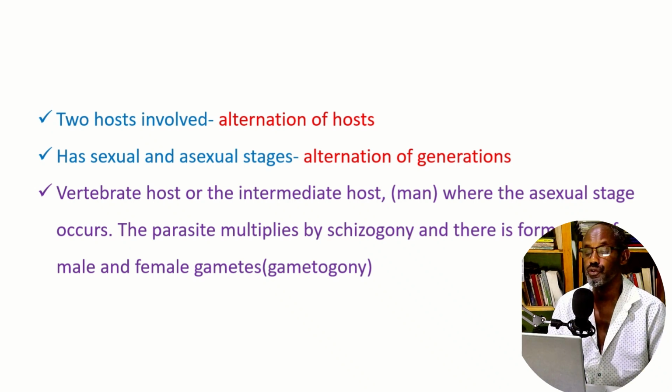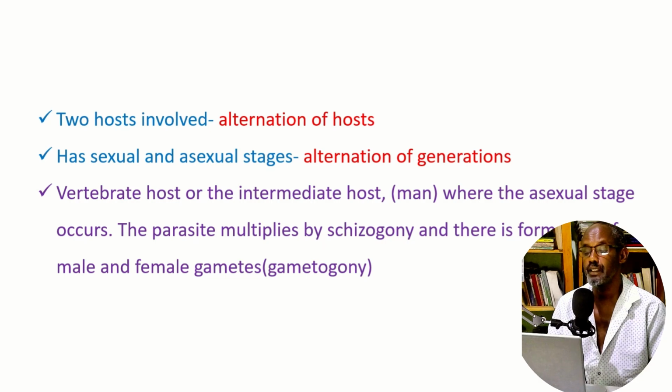They involve 2 hosts, so that these parasites undergo what is known as alternation of hosts. One is a vertebrate host, the other is invertebrate. Therefore, they alternate between these 2 hosts. They have a sexual stage there and an asexual stage here. There is alternation of generations. What generations? Sexual generation, asexual generation. Therefore, they have sexual and asexual stages in the different types of hosts.